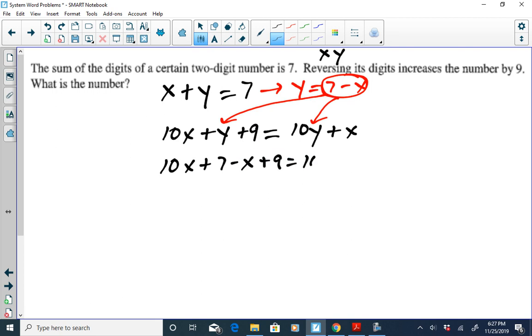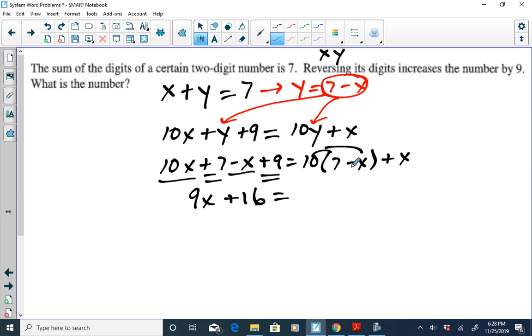That's going to be equal to 10 times, I'm replacing y with 7 minus x, then we have plus x. We combine our like terms. When we combine our like terms, we wind up with 10x, take away 1x, that's 9x's. I take the 7 and the 9, that's going to be 16. So we have 9x plus 16, that's going to be equal to, we use the distributive property.